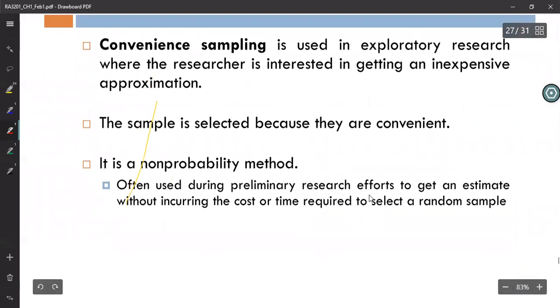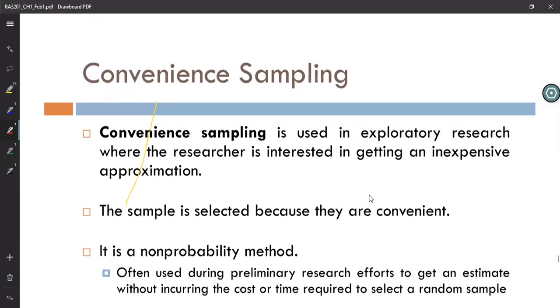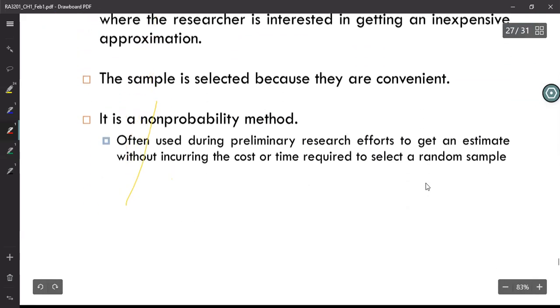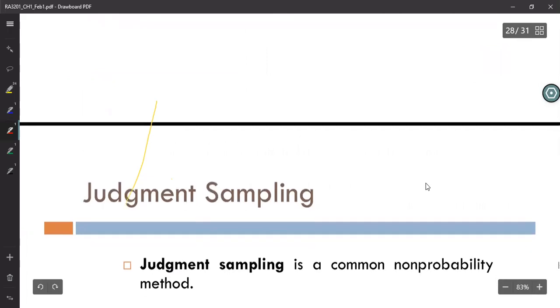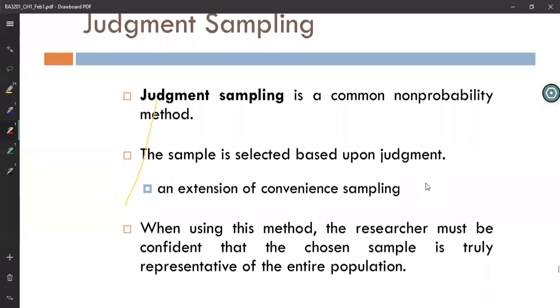So there's nothing much you can do with that. Okay. So what is available, you take it. That's it. And the judgment sampling is also very related to the convenience sampling. This is based upon the judgment of the researcher. So this is also an extension of the convenience sampling.